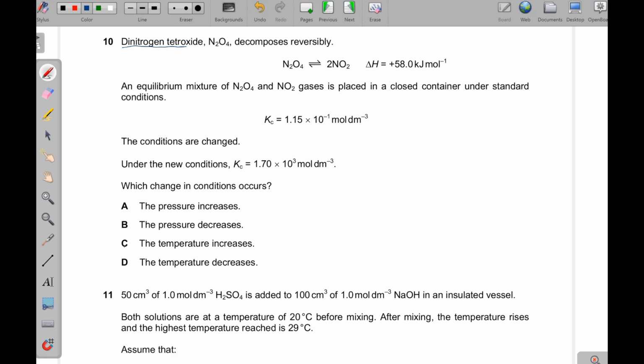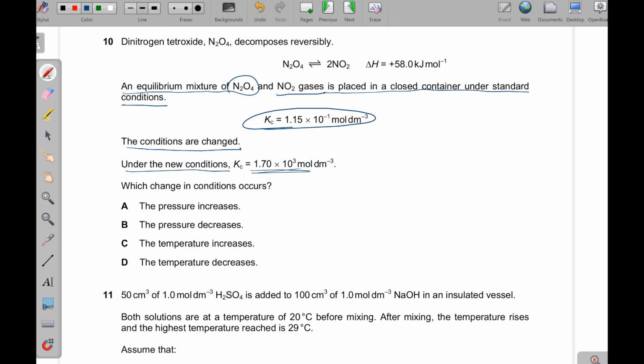Question 10. Dinitrogen tetraoxide decomposes reversibly. This is what we are having here. It is an endothermic reaction. An equilibrium mixture of dinitrogen tetraoxide and nitrogen dioxide gases is placed in a closed container under standard conditions. Case C is this one here. Then they are saying that the conditions are changed. Okay, conditions are changed. Now we are looking at again Le Chatelier's principle. Under the new conditions, Kc is now this. Now Kc has increased. Are we there?